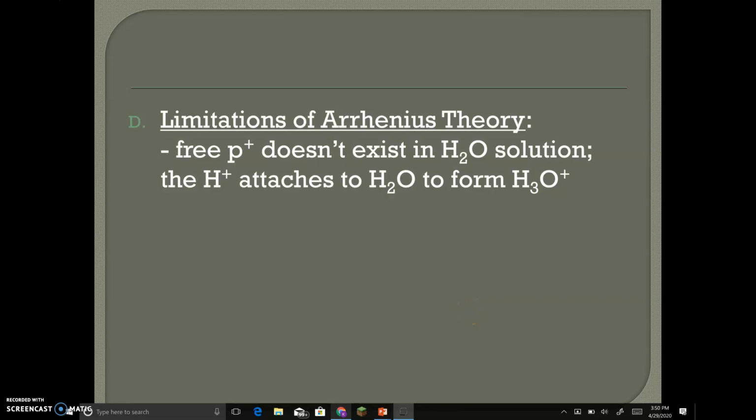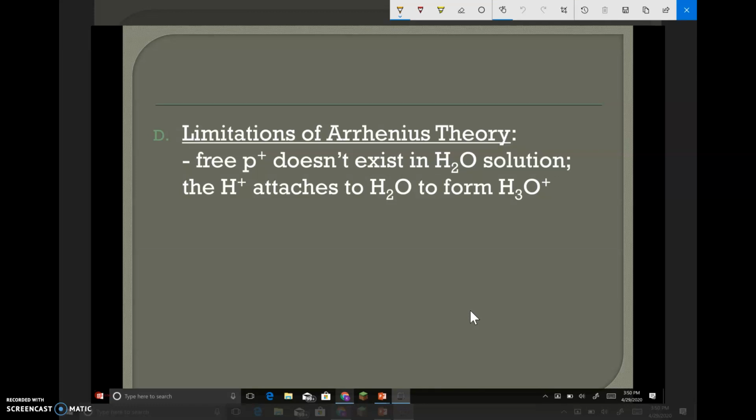Okay, in our last video, we left off at limitations of Arrhenius' theory. So let me just make sure that we're okay on this subject. When it says free proton, what that's talking about is in Arrhenius' theory, we have an acid such as hydrochloric acid. It's in an aqueous solution, so it breaks up into a hydrogen ion and a chloride ion. This hydrogen atom is what we call a free proton.